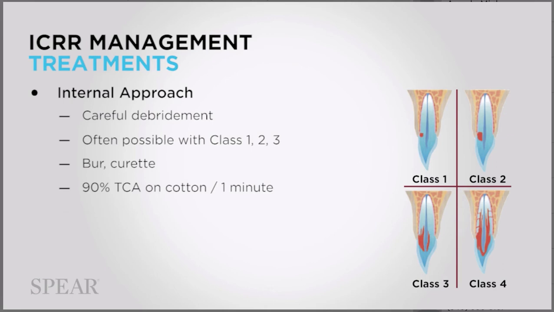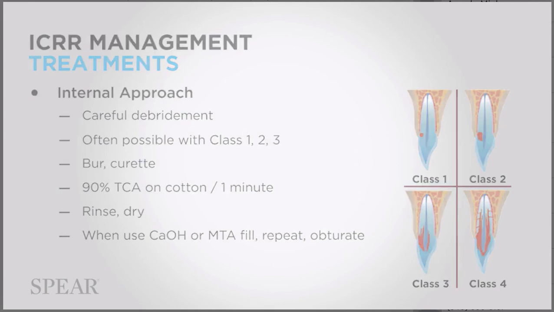Once you've done this, you want to rinse it out thoroughly and dry it. And once that's done, you want to use either calcium hydroxide or MTA to fill that defect. Calcium hydroxide and MTA will have the ability to establish better healing of the bone as it comes close to where the MTA is, as that MTA goes beyond the confines of the root of the tooth. You want to repeat this until you know you have good healing and then obturate your canal. So that's the management going from an internal approach.